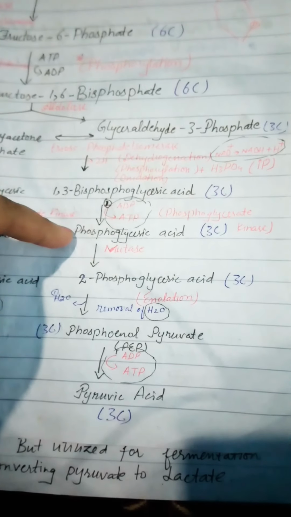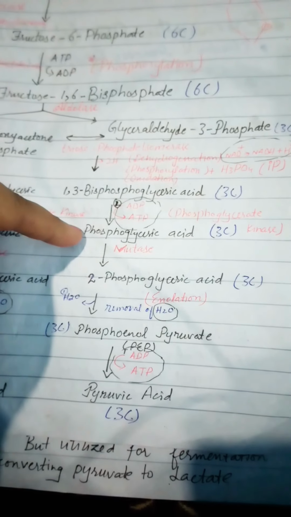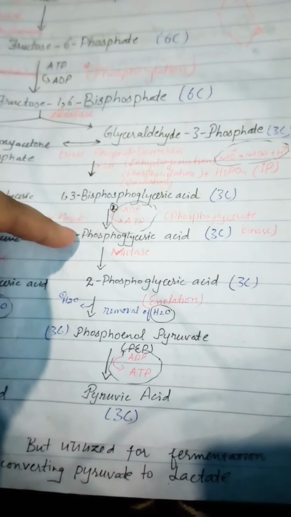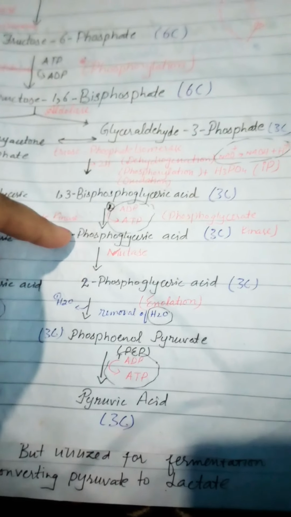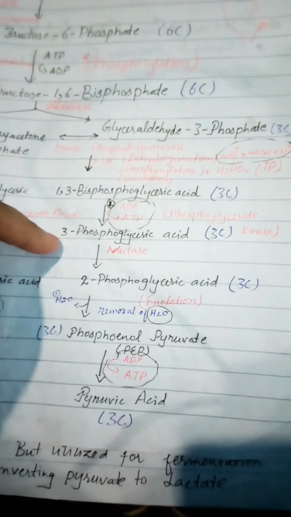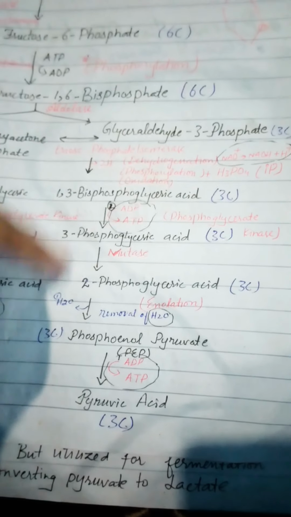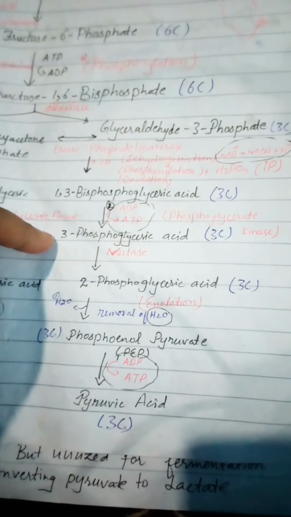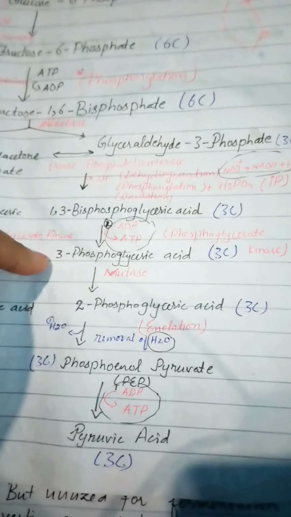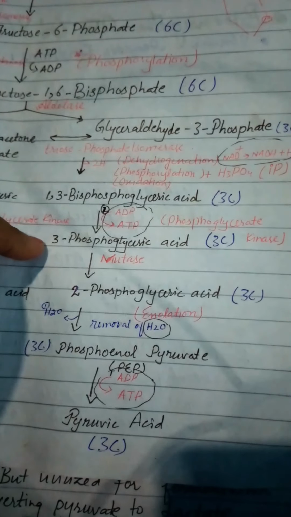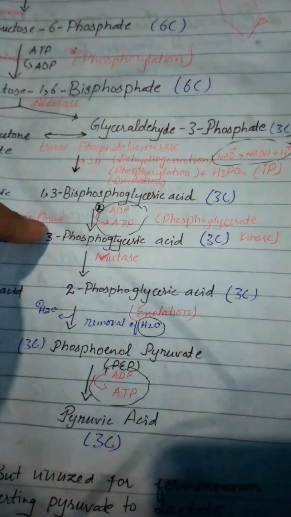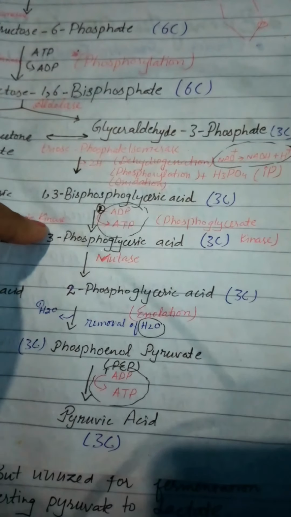So this production of ATP at the substrate level is called substrate level phosphorylation. So this is the step in glycolysis where substrate level phosphorylation happens when 1,3-bisphosphoglyceric acid is converted into 3-phosphoglycerate, or 3-phosphoglyceric acid, and this reaction is a kinase reaction, and there is a generation of an ATP molecule.